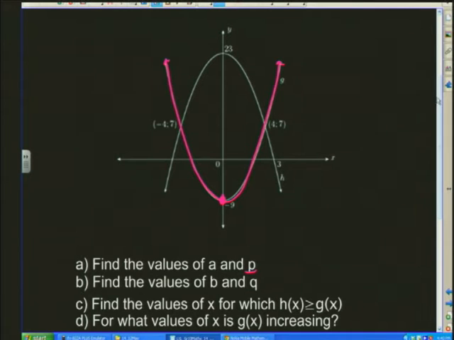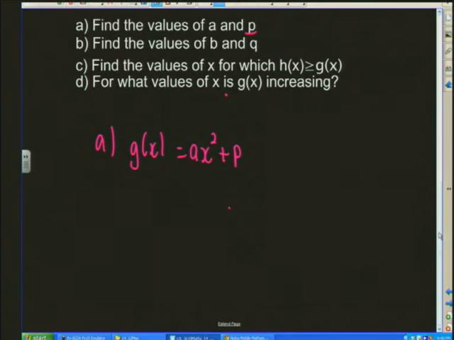So I can rewrite my equation for g of x as g of x is equal to ax squared, and the value of p is going to be minus 9. And that's really just reading straight from the graph. So looking at your graph, analyzing what they gave you, and writing this down straight from the graph. Okay, a now needs a little bit more work.